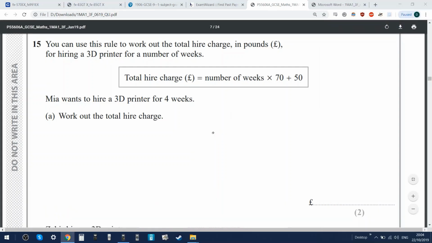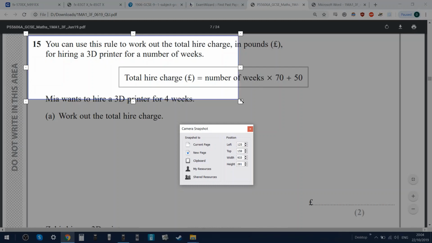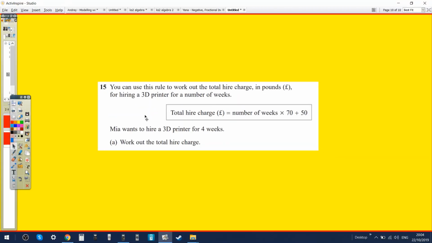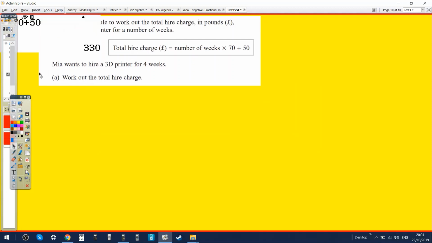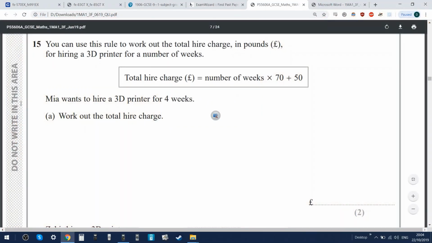It's like 330 million. What are they hiring? A 3D printer for £330. I don't even know what that even is. A 3D printer. I say the answer is 330. I bet it is wrong.